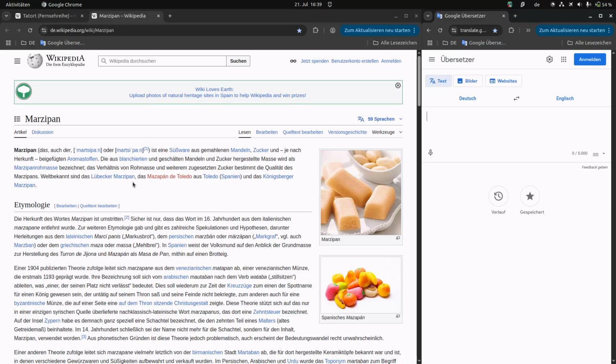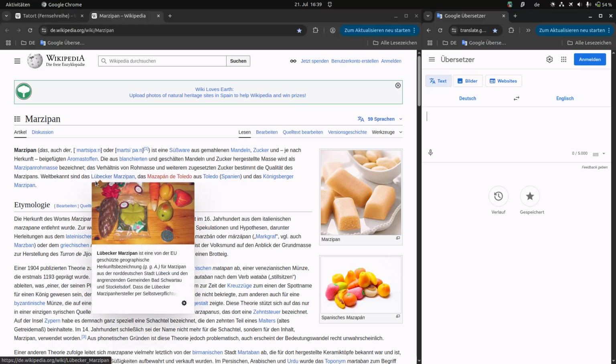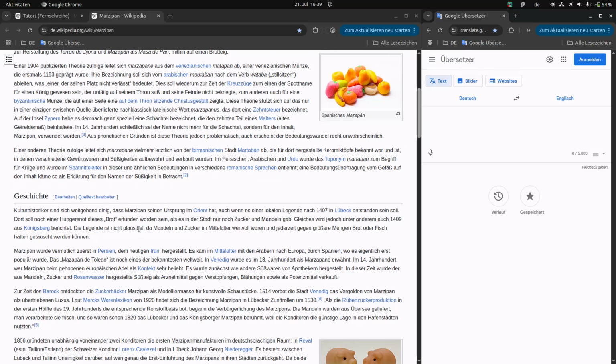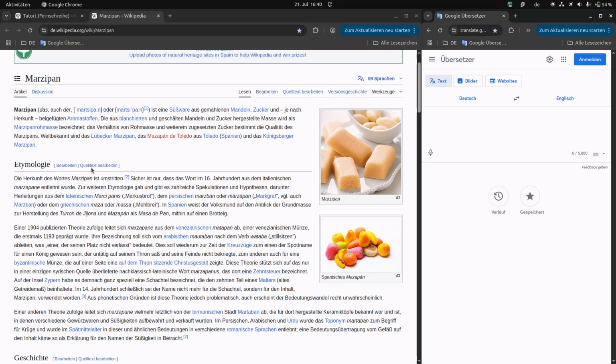Sind das Lübecker Marzipan, plural form. Das Lübecker Marzipan, the Lübecker Marzipan. Lübeck is a city in the north of Germany, I guess. Lübeck, yeah. And I think some sort of marzipan got produced there, we're going to get into that in the history bit. Anyways, it seems to be kind of famous.